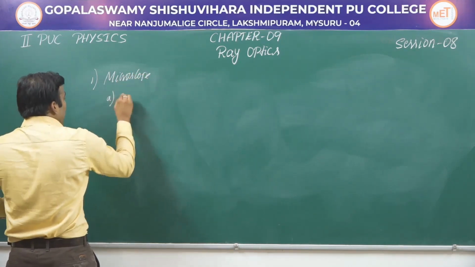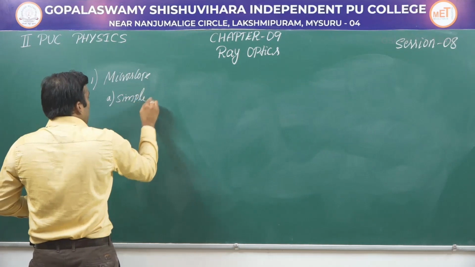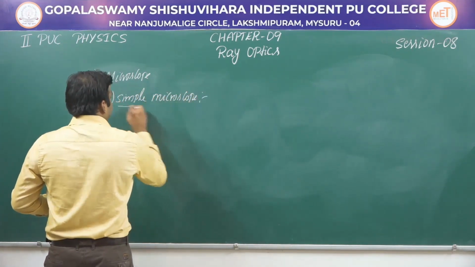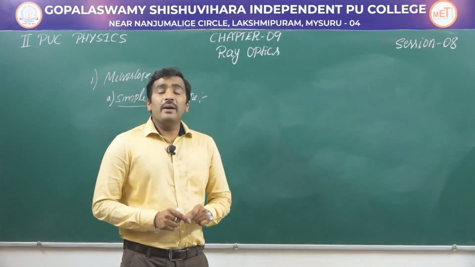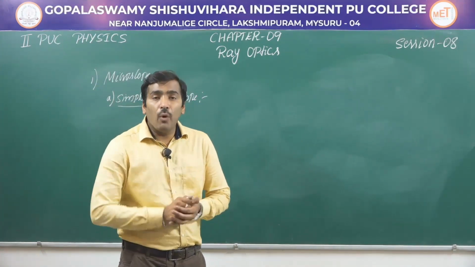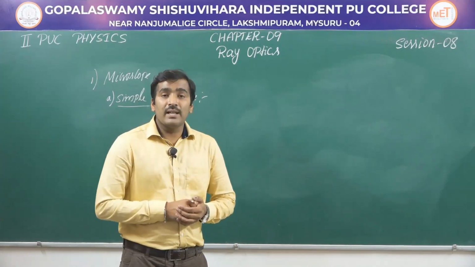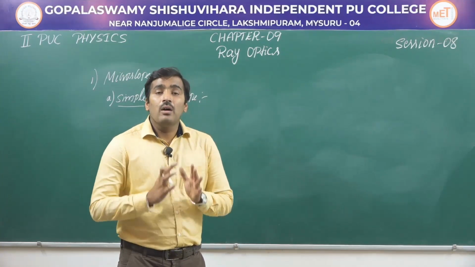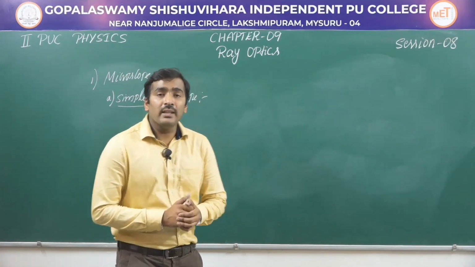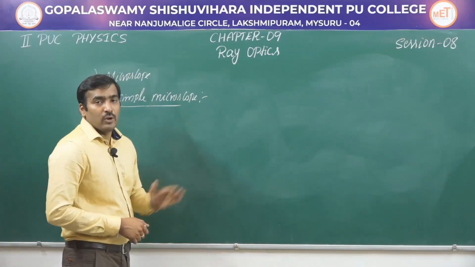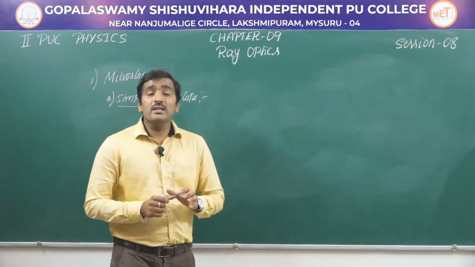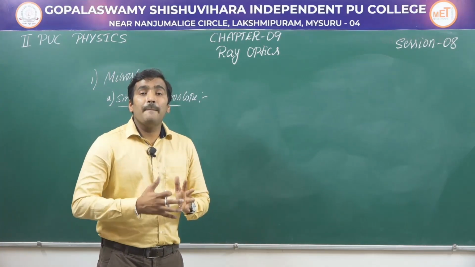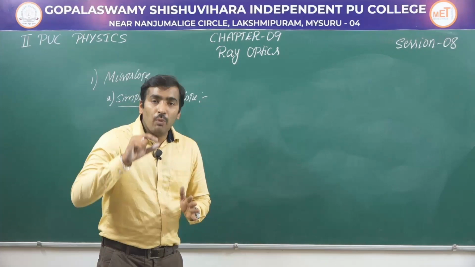Under that, we have a simple microscope. A simple microscope is nothing but a converging lens of smaller focal length. So you know what is a converging lens? A converging lens is nothing but a convex lens. A convex lens with a lesser focal length or a small focal length makes the simple microscope. So the aim of using this simple microscope is to see the virtual erect magnified image of the smaller objects.